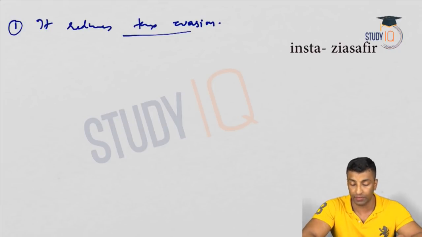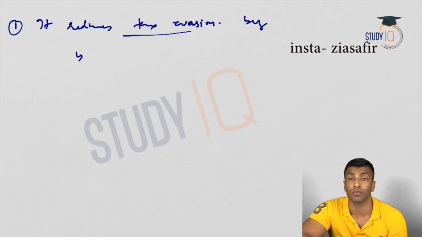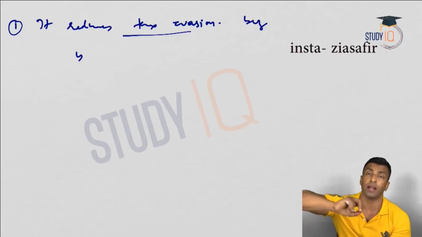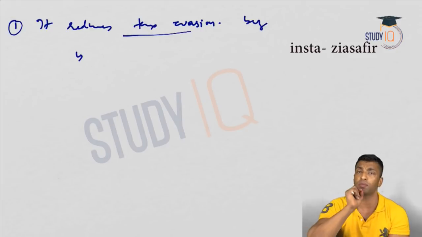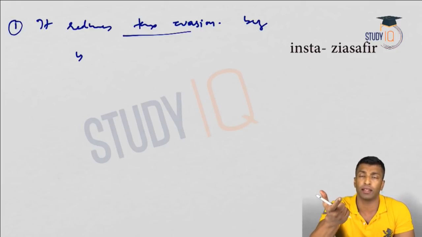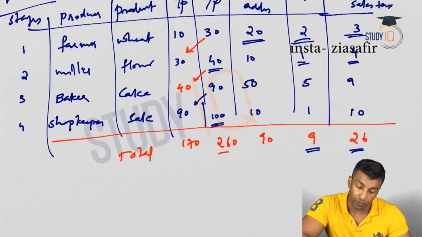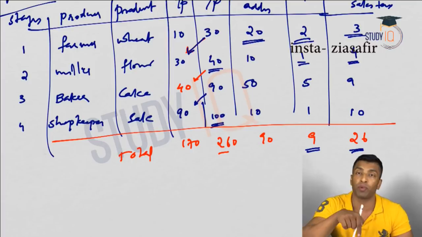Okay, it reduces tax evasion because it enables the tax official to cross-check different data given by different firms. Firms cannot claim lower output or higher input, nothing like that is possible, because the tax officials can go and check at what price you sold or at what price you got.